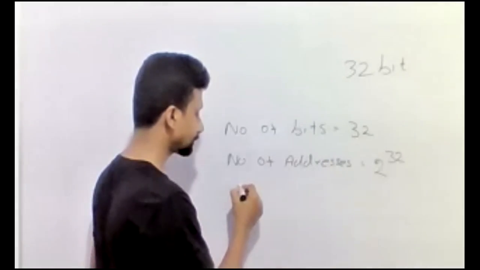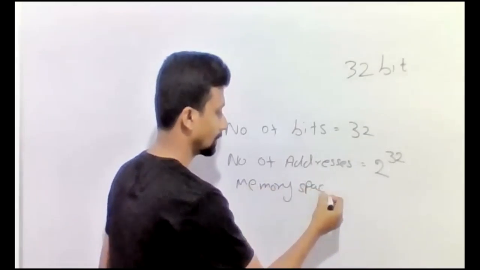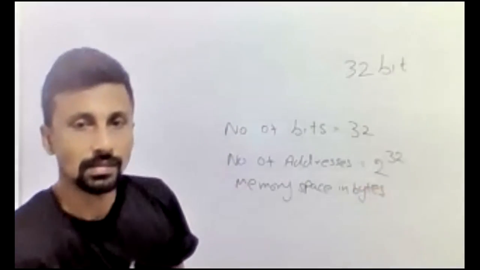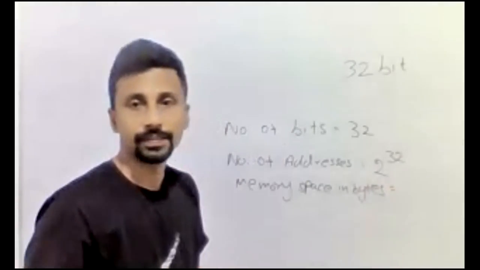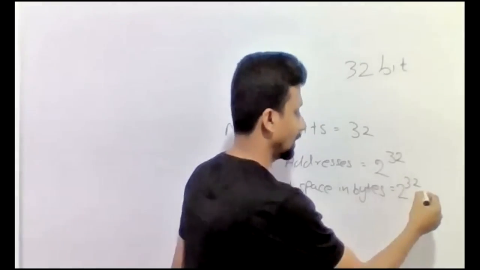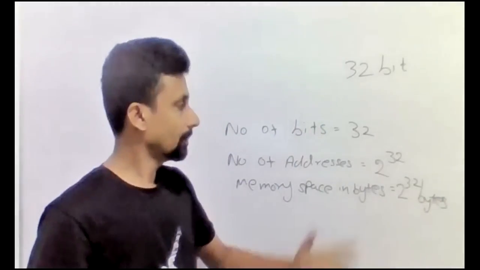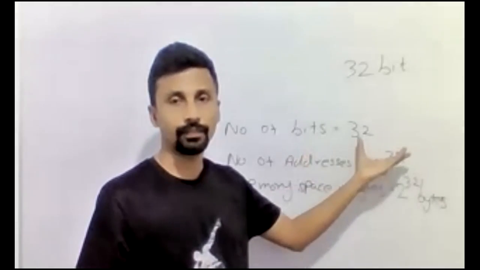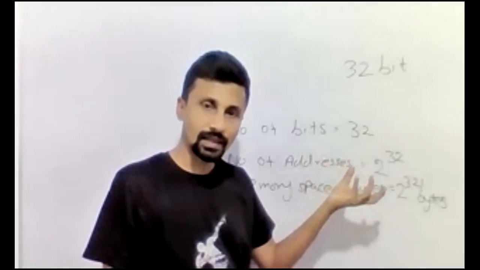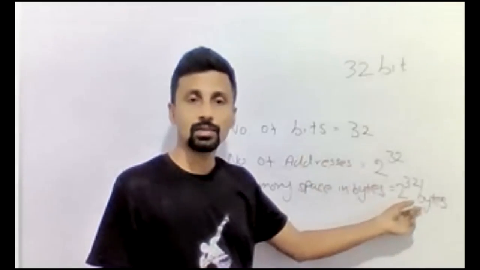So I will take the memory space in bytes. Memory space in bytes is 2 to the power 32 bytes. I said the number of addresses is 2 to the power 32, so the memory has bytes equal to the number of addresses, because the question says byte addressable. So our size is 2 to the power 32 bytes.